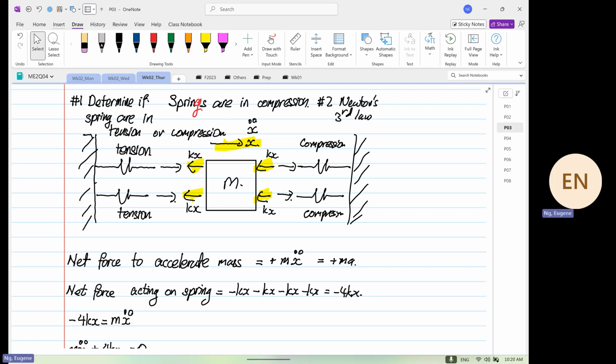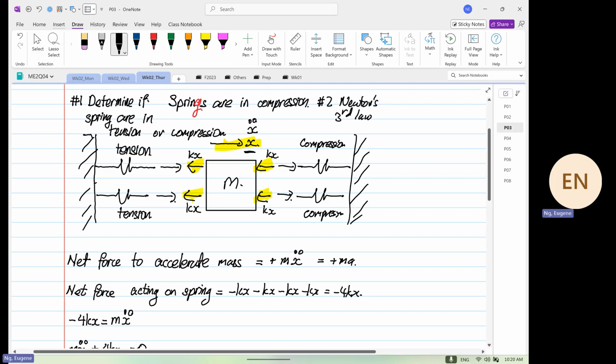Yeah, and not just that. If you look at the direction also, right? Anything that's relative to the x direction is positive. So all these are opposing. That is why they are all negative. Okay. Yes.